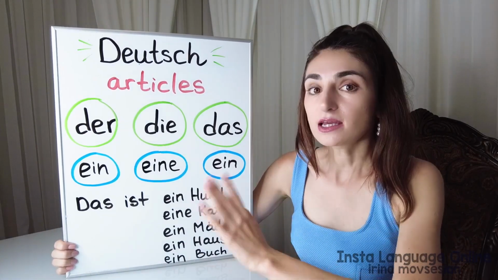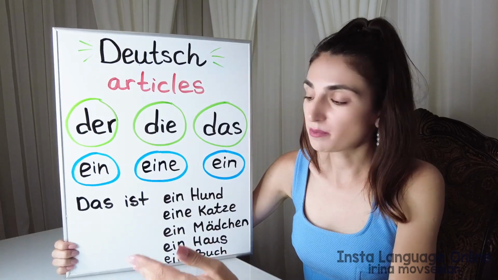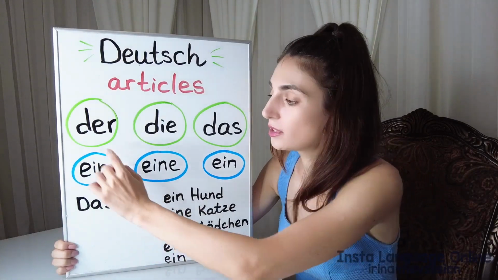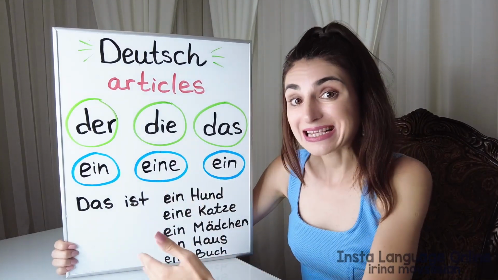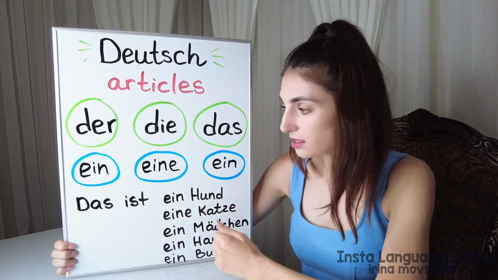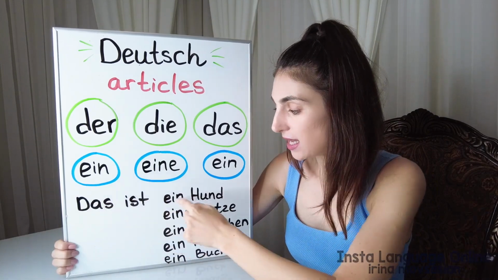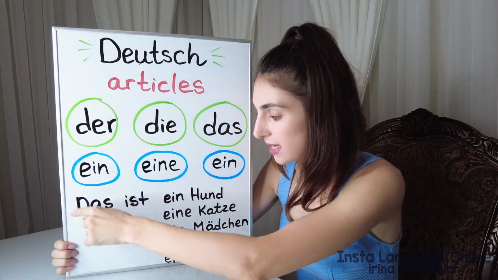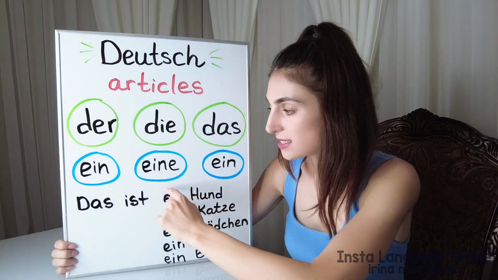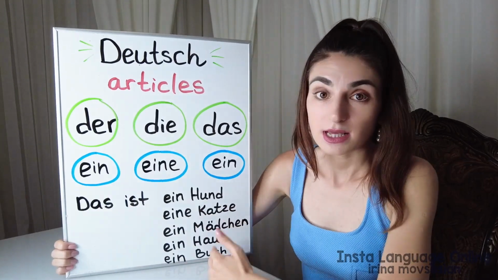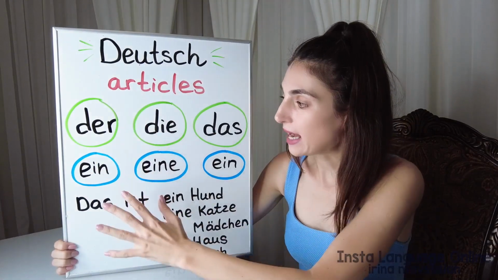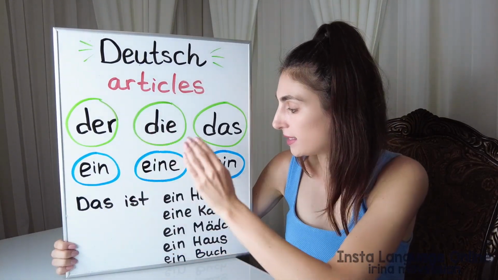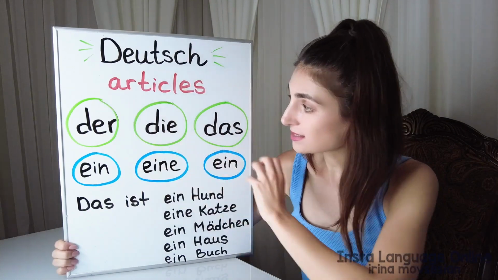Don't worry. If you want to ask a question, I want to remind you that we have to put the verb in front and ask, is this a dog? Ist das ein Hund? Ist das eine Katze? Ist das ein Mädchen? Ist das ein Haus? Ist das ein Buch? Write down ein, eine. We'll learn the articles.